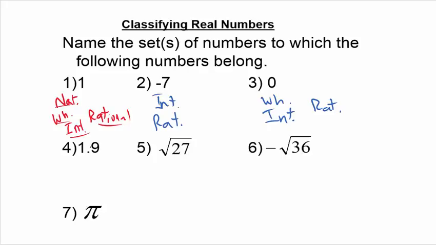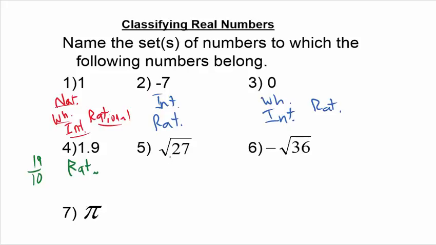Okay, moving right along. 1.9, this is a decimal, so this is rational. But it's a decimal that does terminate, so it doesn't go on forever. It doesn't seem to repeat or anything anyway. So it's a rational number. Again, you could write this as the fraction 19/10. Okay, that's the fraction form of 1.9.